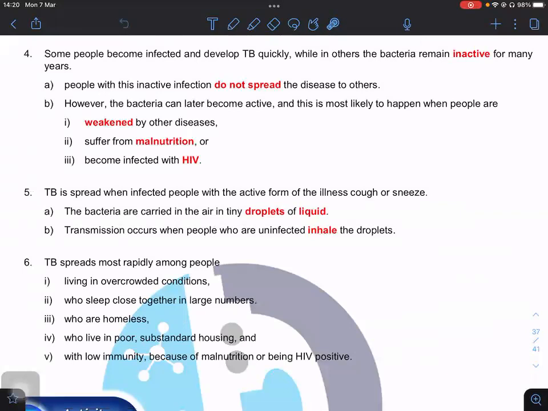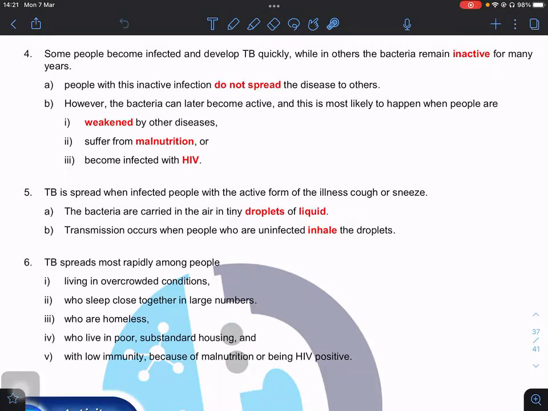This is how these bacteria look under the electron microscope. Now, some people become infected and develop TB quickly, while in others the bacteria will remain inactive. One thing that you need to differentiate from HIV: when HIV is dormant, the infection may not be active, HIV just stays inside, but during that time HIV can still be spread to others. But with tuberculosis, when the Mycobacterium tuberculosis remains inactive, they won't spread to others.